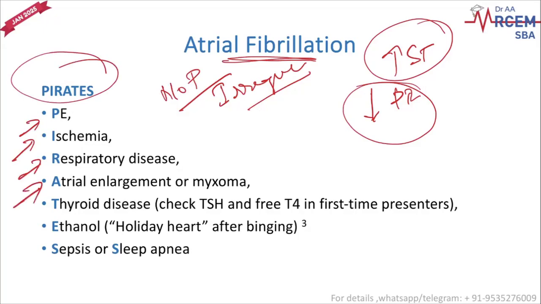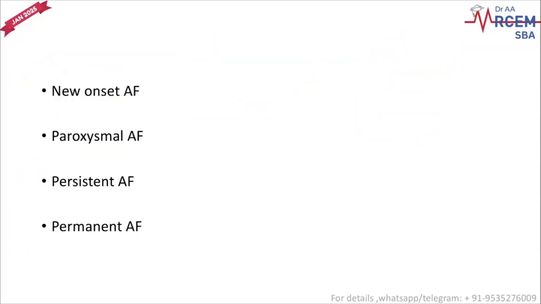A stands for atrial enlargements. Enlargements might be because of a tumor like in myxoma. T stands for thyroid disorders, especially hyperthyroidism. E stands for ethanol, binge drinking can cause atrial fibrillation. S stands for sepsis or sleep apnea, which also can predispose to atrial fibrillation. Various definitions of atrial fibrillation you need to be aware of.